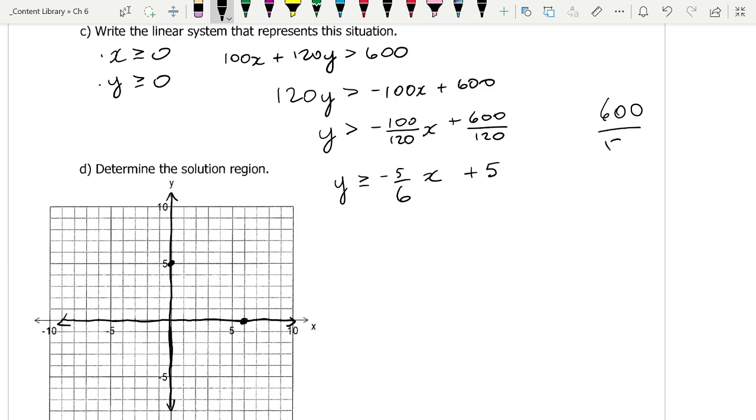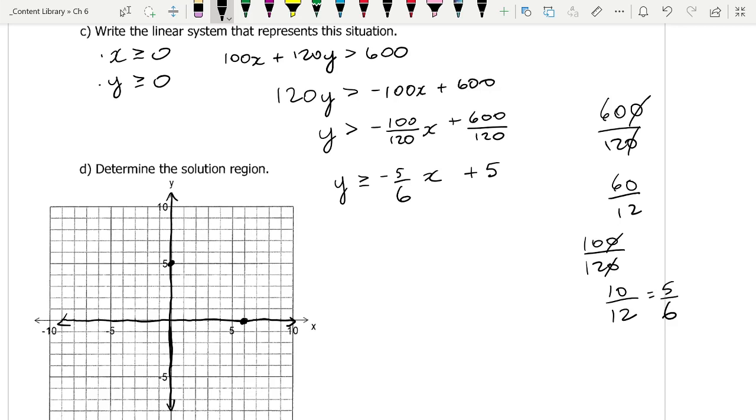600 over 120. Divide top and bottom by 10. And what's 60 divided by 12? 5 times 12 is 60. So it's 5. So that's how I got the 5. And for 100 over 120, I again just divided top and bottom by 10 because I noticed they both end in zeros. And then I simplified by dividing top and bottom by, sorry, by 2. 5/6. And then it doesn't simplify any more than that.